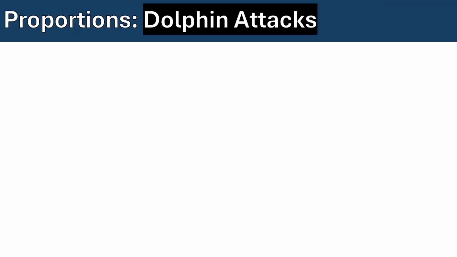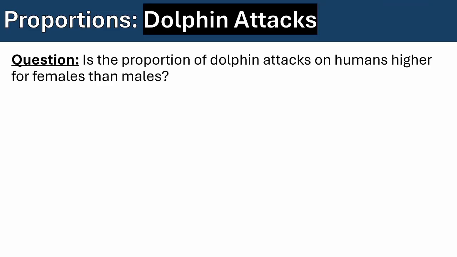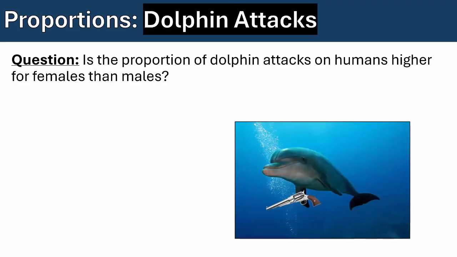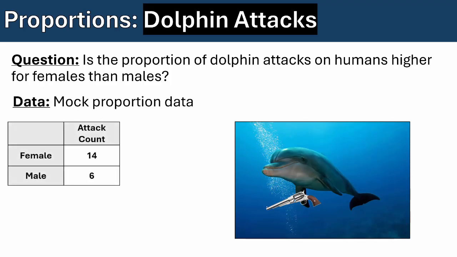And finally, proportions, going to be very similar, though usually a little simpler. So I'm going to ask the question. Dolphin attacks, they're rare, but they do happen against humans. I want to ask, is the proportion of dolphin attacks on humans higher for females than males? Maybe dolphins are not only aggressive, maybe they're sexist. Who knows? And so I'm going to get some mock proportion data. Say I've got observations of 20 attacks on humans. I find 14 have been against females and 6 against males.